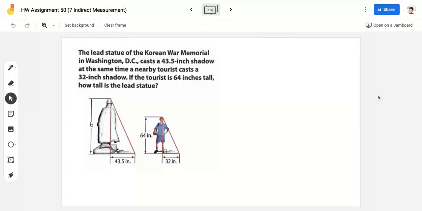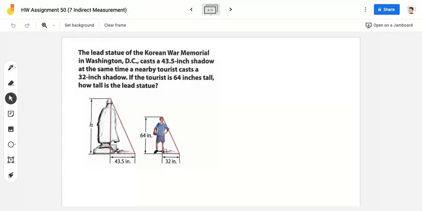The lead statue of the Korean War Memorial in Washington, D.C. casts a 43.5-inch shadow. At the same time, a nearby torus casts a 32-inch shadow. If the torus is 64 inches tall, how tall is the lead statue? So here's something cool. What this is saying is that if you know your height, if you're standing next to something that is a lot taller than you, and if you know the length of your shadow and the length of the shadow that the figure is casting, you can determine the height of that figure.